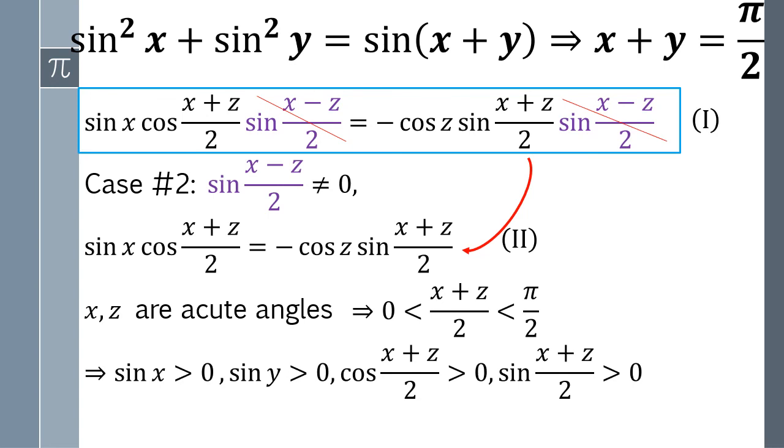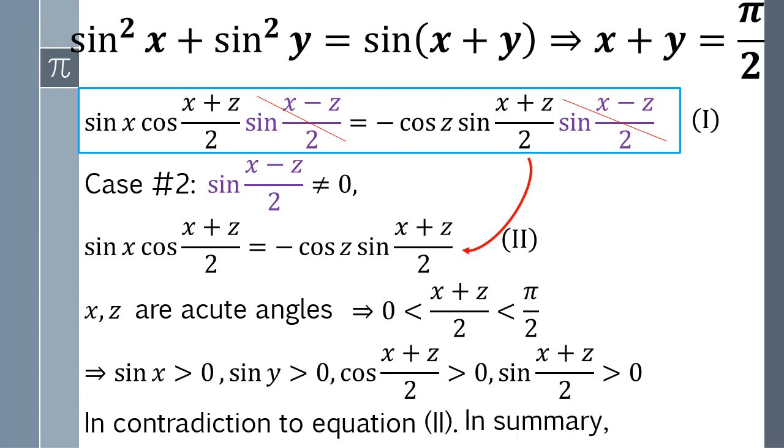But there is a negative sign here that leads to the conclusion that a positive number is equal to a negative number. And there is a contradiction here. That means case number 2 does not exist. Therefore, in summary, the only conclusion that we can make is x plus y equals pi over 2. And this problem gets solved. Thank you.